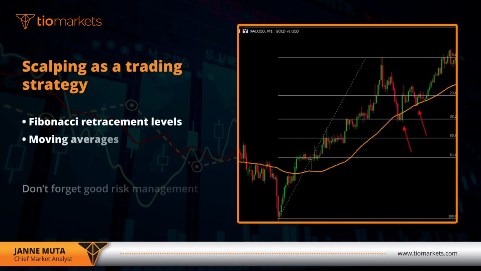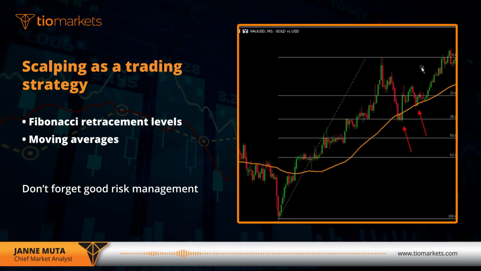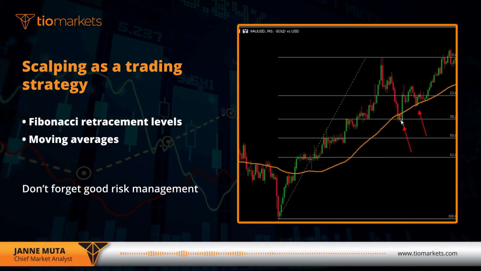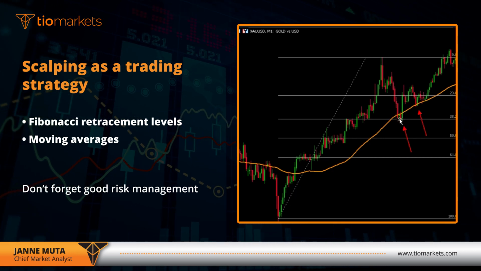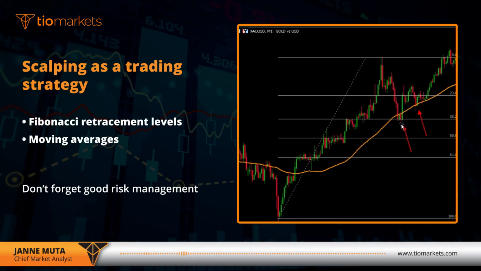Then Fibonacci retracement levels and moving averages. Here I have a couple of examples. First of all, the price retraces to 38.2 Fibonacci retracement, stalls there. It basically means that there is more demand than supply here, and that's an opportunity to go long.